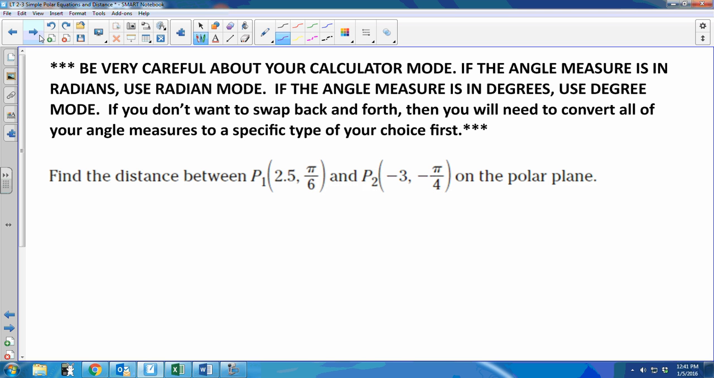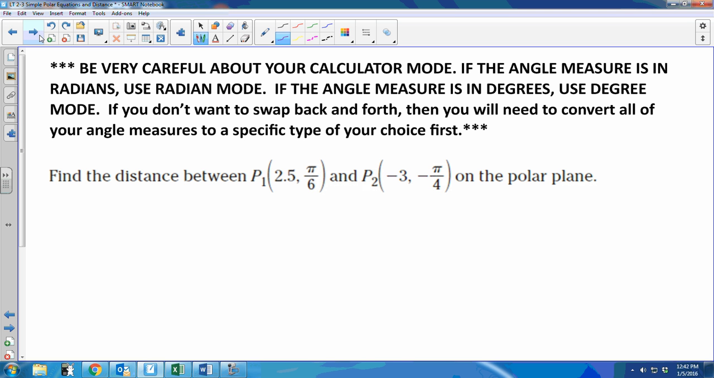So if you want to keep it in degree mode all the time, that's fine. That means anytime you have coordinates with radians, you need to change those radian measures to degree measures first before you do it in the calculator. Okay? You just need to be very conscious of that happening. Okay? Everyone good with that?